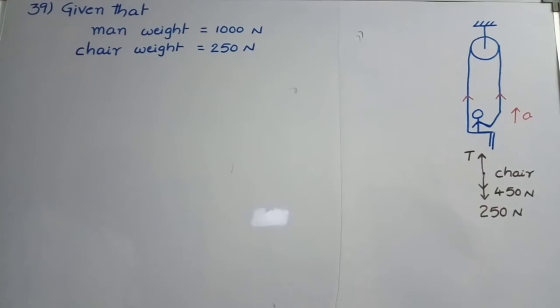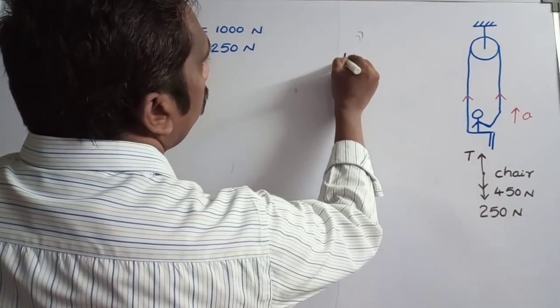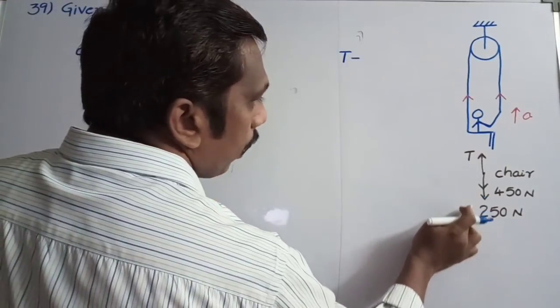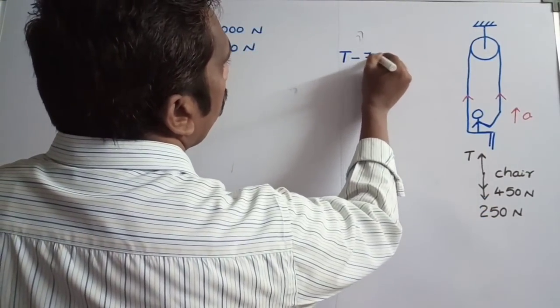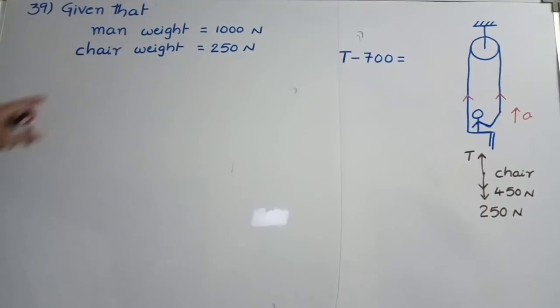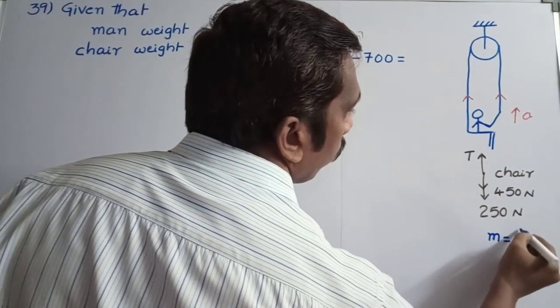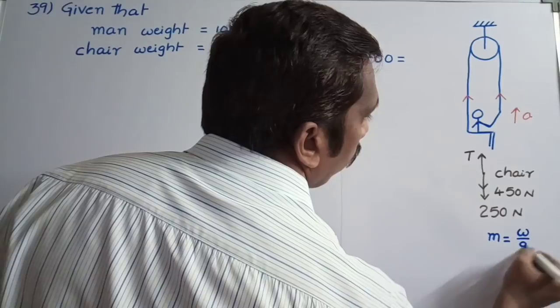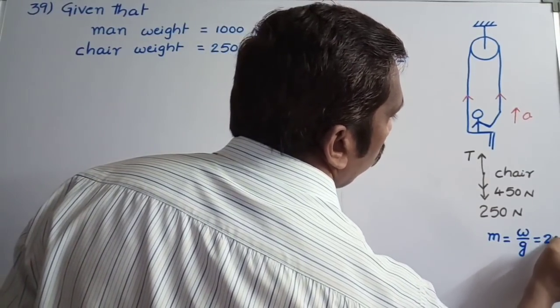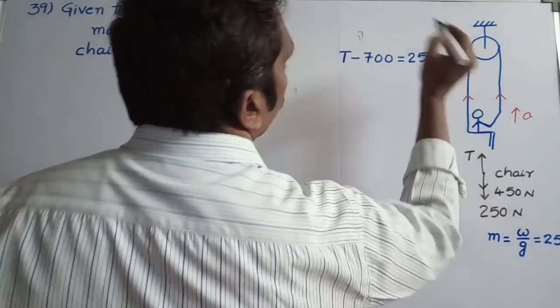So write the equation. Then T is greater. So we can write T minus 450 minus 250, that is T minus 700. This is the net force on the chair, equal to mass into acceleration. Here they have given the chair weight. How to get the mass? To get the mass, weight is divided by g. So m is equal to w by g. We get the mass of the chair as 25 kg. So here we write 25 into A.